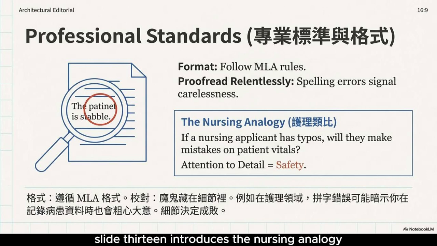Okay, finally, let's look at professional standards and the conclusion on slides 13 and 14. Slide 13 introduces the nursing analogy. It asks, if a nursing applicant has typos, will they make mistakes on patient vitals? Attention to detail equals safety. The nursing analogy for proofreading is a brilliant psychological trick that should really be applied more broadly. It is incredibly effective. It equates typos with actual danger.